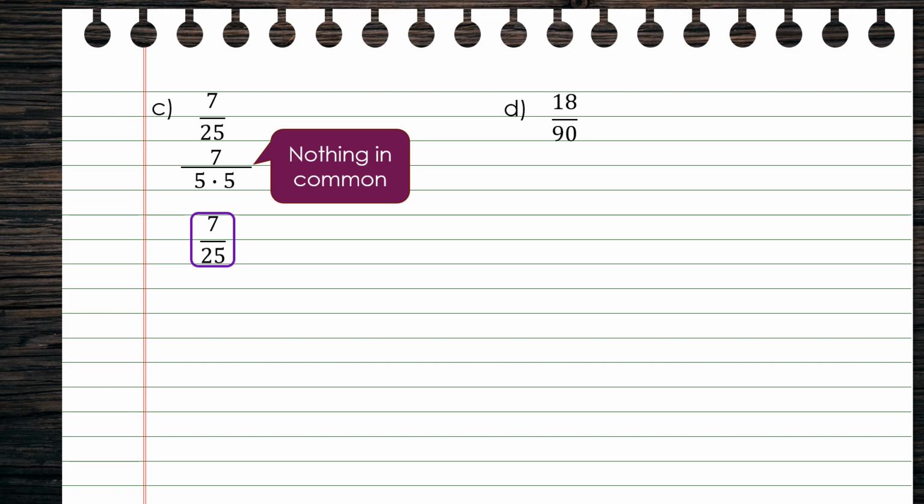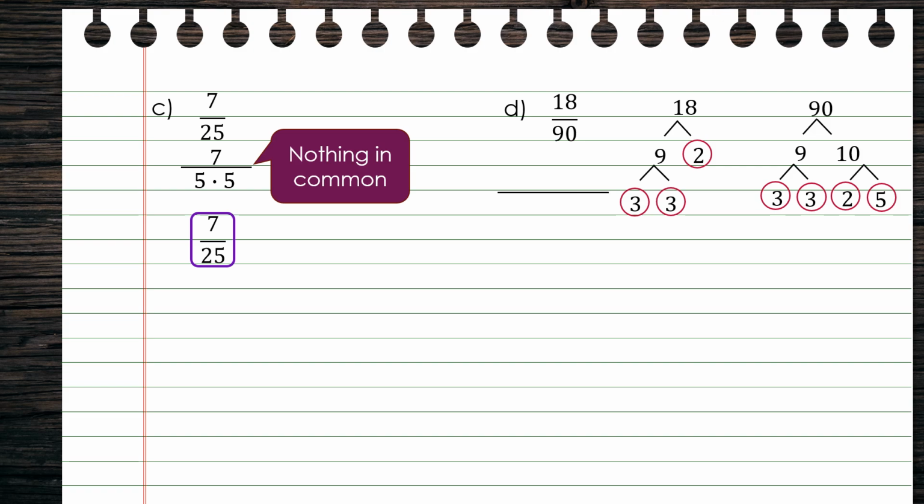Another example, example D, this time we have 18 over 90. Just like the previous problems, we need to do our factor trees and completely factor these values into their prime factorization. Pause the video now and try this on the side. All right, for 18, I hope you ended up with the values of 2, 3, and 3. And for 90, I hope you ended up with the values of 3, 3, 2, and 5 as your factors.